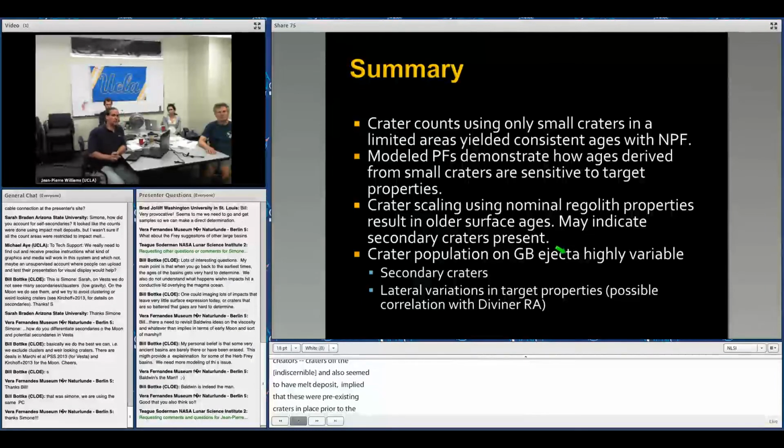So to summarize, using only fairly small craters in limited areas, I am able to get consistent ages with the Neuquén production function. But my model production functions demonstrate how small craters can be very sensitive to the target properties. Also, scaling the craters using nominal regolith properties, I consistently get older surface ages, which may indicate that there are secondary craters present. So the fact that the crater populations around Giordano Bruno ejecta are highly variable, I think, is due both to secondary craters and to lateral variations in target properties, which may correlate with Diviner rock abundance values. And with that, I'll stop.